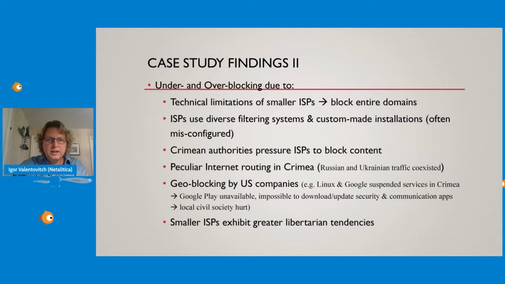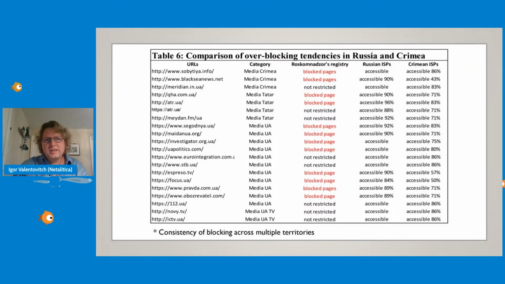So these are the other reasons for the inconsistency in the blocking experience in Russia, and some tables showing how we organized our research in order to determine those inconsistencies. So this is consistency of blocking across territories, Russia and Crimea. You can see here the websites that we tested, what categories they fall into, what is the requirement by the Russian Telecommunication Authority. It's called Roskomnadzor. So, for example, in this case, it demands the blocking of pages on this domain.